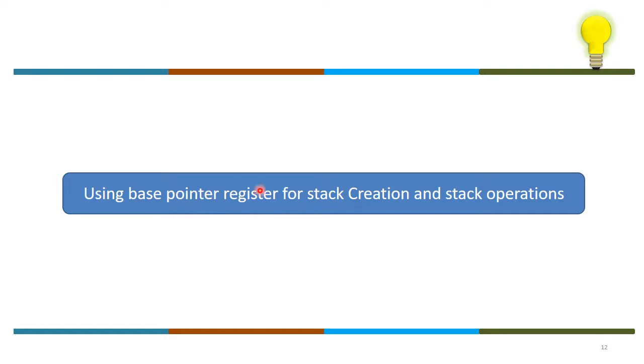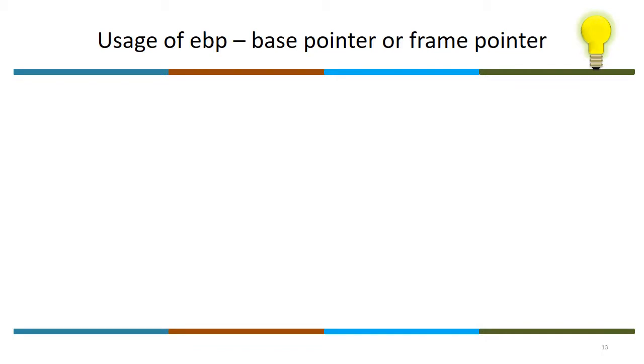Using the base pointer register for stack creation and stack operations, right? I earlier pointed out to keep an eye on EBP, the base pointer register provided by the processor. Now we will see the use of EBP for stack creation and management. Now, pictorially, we will see how the compiler used EBP to honor the request by the debugger.